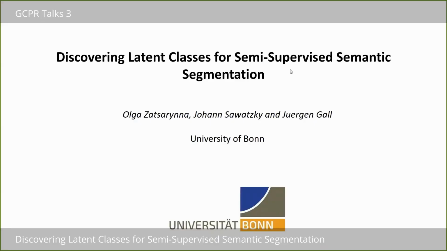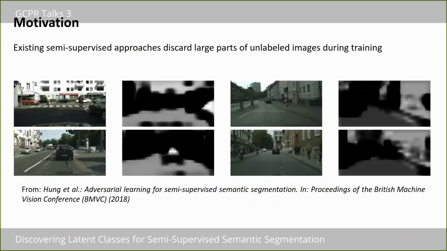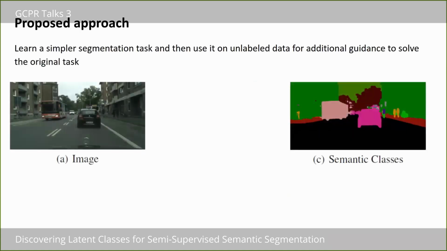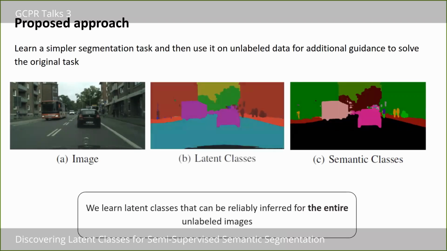Hello, I'm Olga, and I'm happy to present our work on Latent Classes Discovery for Semi-Supervised Semantic Segmentation. Existing semi-supervised approaches focus on harnessing such regions of unlabeled images that are easy to segment, and thus large parts of images get discarded during training. In this work, we propose an approach that does not discard any information. We learn a simpler segmentation task and then use it as additional guidance to solve the original task.